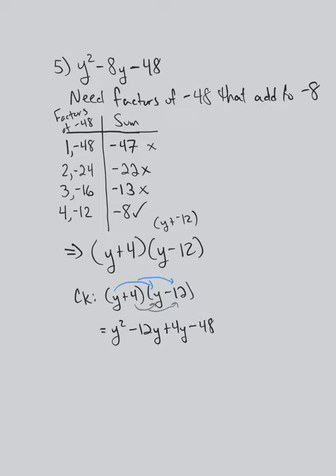That's negative 48. And now I add my two middle terms. I have negative 12 plus 4. That's minus 8. Look at what you started with and make sure they're the same. And they are, so that does check. Now I can officially circle that and give myself a pat on the back.